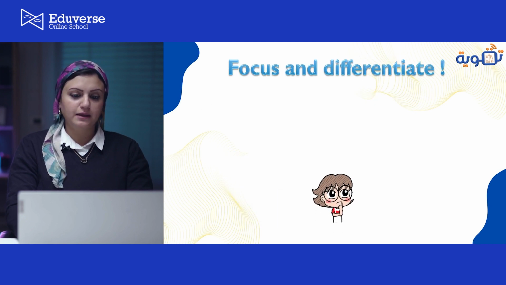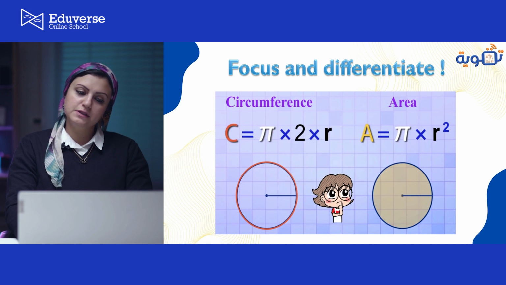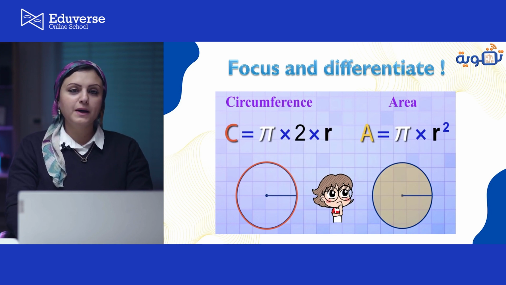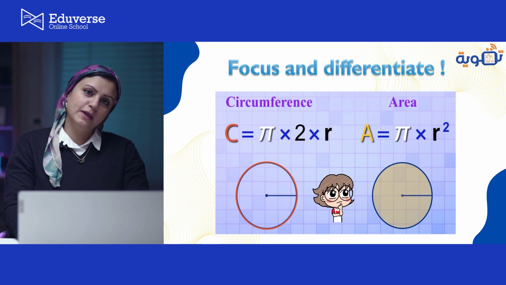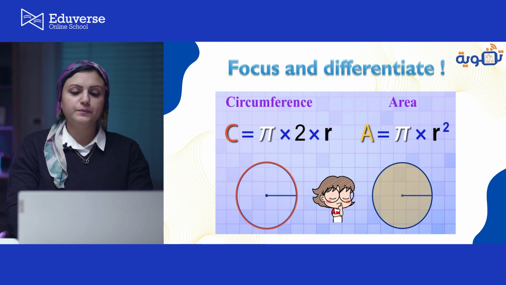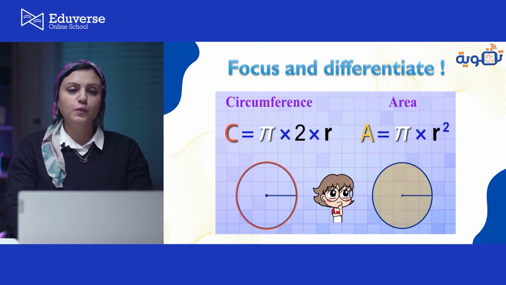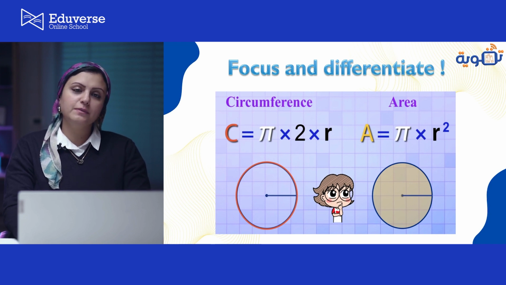Focus and differentiate the circumference and the area of the circle. We have the circumference, π multiply 2r, so we need to get the double of the radius of the circle, then multiply it by the constant π. But when we find the area of the circle, we need to get the squared number of the radius, multiply the radius by itself one time, then multiply the result by the constant π.